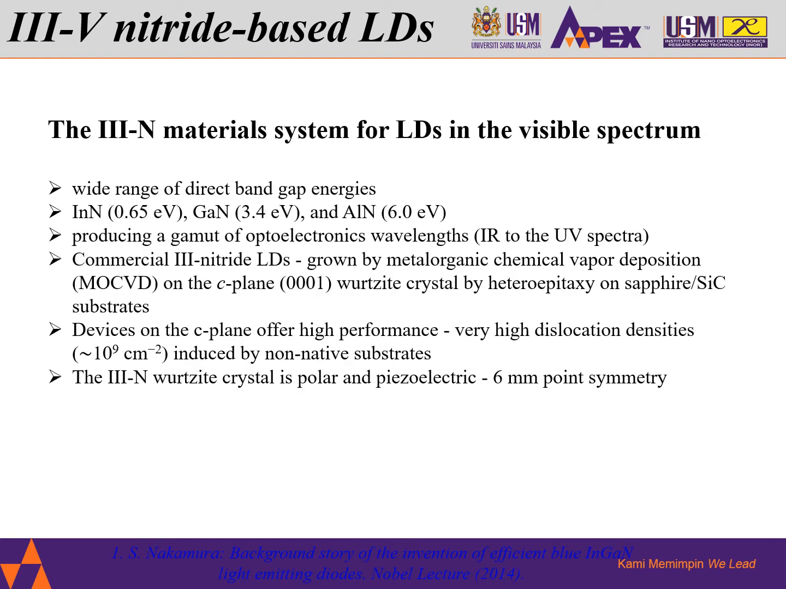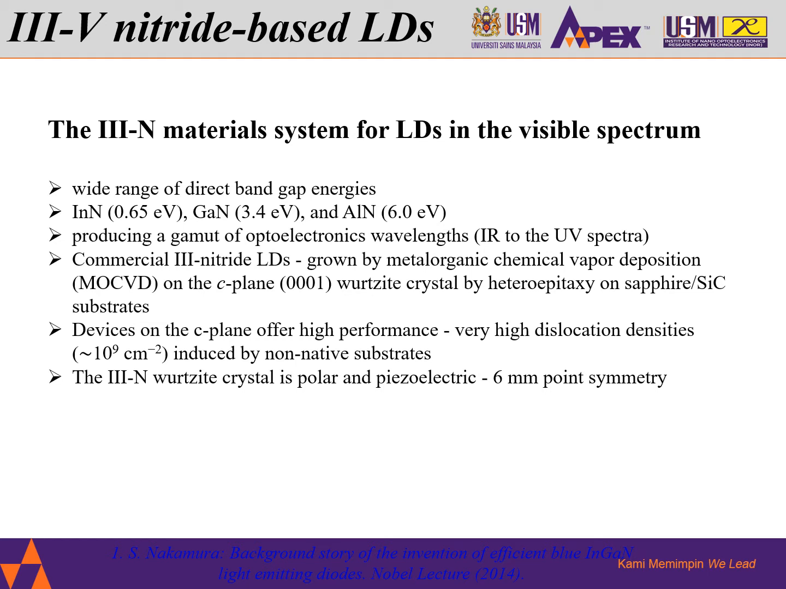The III-nitride material systems for LDs in the visible spectrum. This covers a wide range of direct bandgap energies: indium nitride 0.65 eV, gallium nitride 3.4 electron volts, and aluminum nitride 6.0 electron volts. The advantage is producing a gamut of optoelectronic wavelengths ranging from IR to the UV spectra.